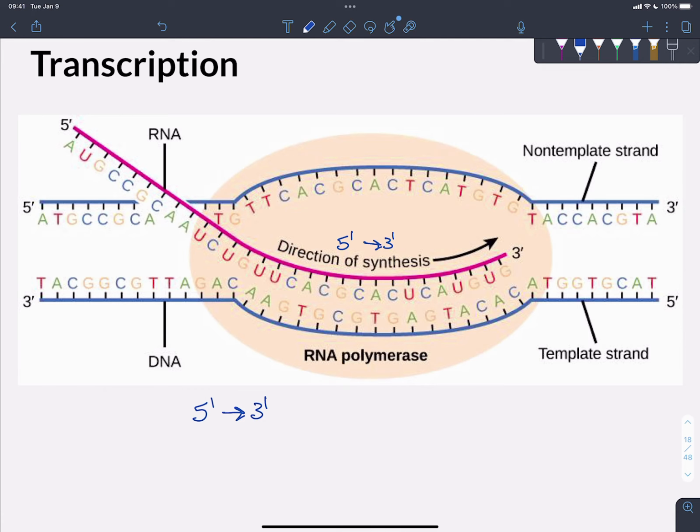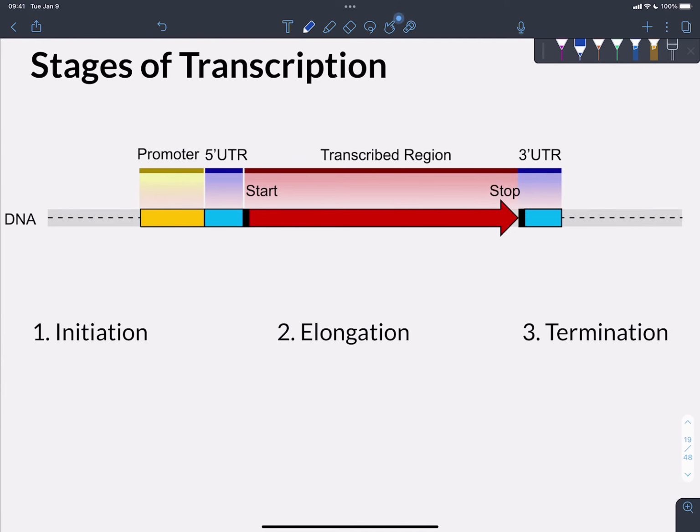And if you are looking at it more closely, you can also see that the sequence of that mRNA transcript is identical to the sequence of the other strand, the non-template strand as it's labeled here, or what I would call the coding strand. Transcription happens in 3 major steps. We've got initiation, elongation, and termination.